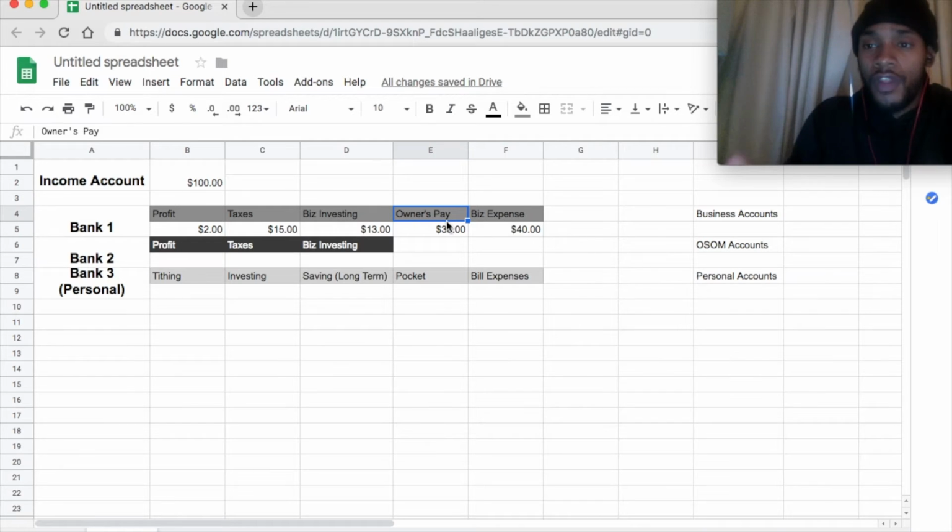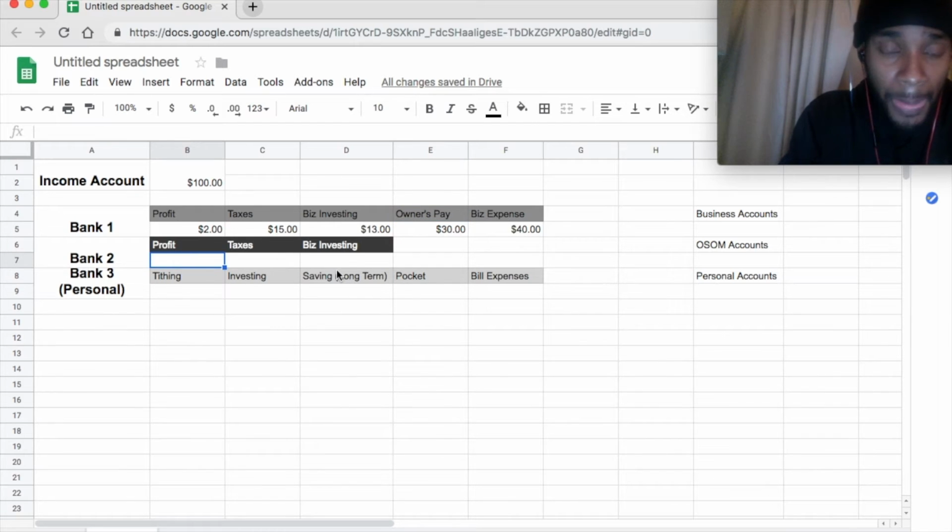So this is all the method of setting up yourself a profit first, and then the remainder is for business expense. Now this is your business account. Now we go down to your bank two. This is your bank two. And I'll leave the $100 in there for business, for a numbers perspective, for example purposes.